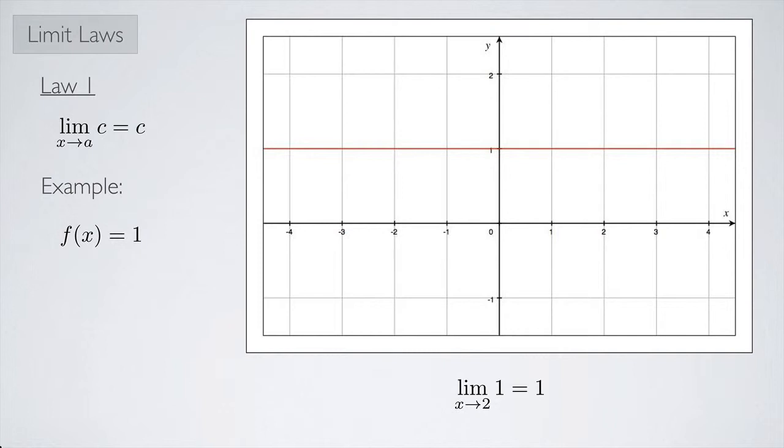So here's a graph of f of x equals 1, and you can kind of see that as we approach 2 on the x-axis, there's 2 right there, it doesn't matter which direction we come from, we're always going to be at 1. And in fact, that works for any number right here. We can approach any number, and it will just be 1 right here.